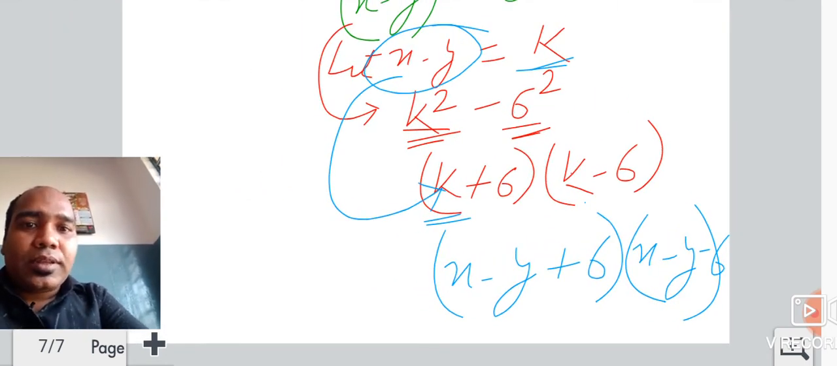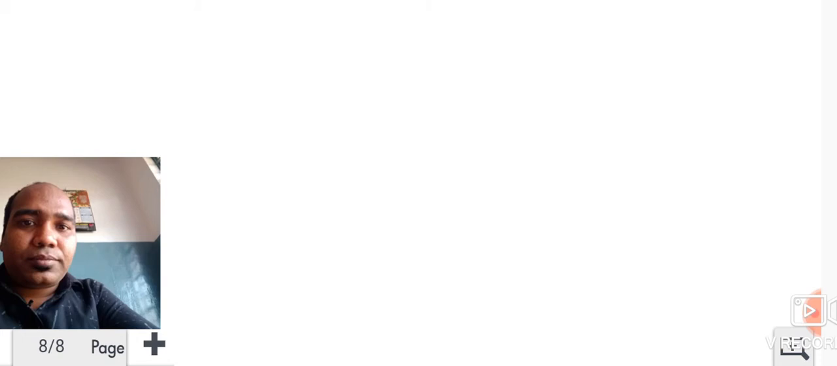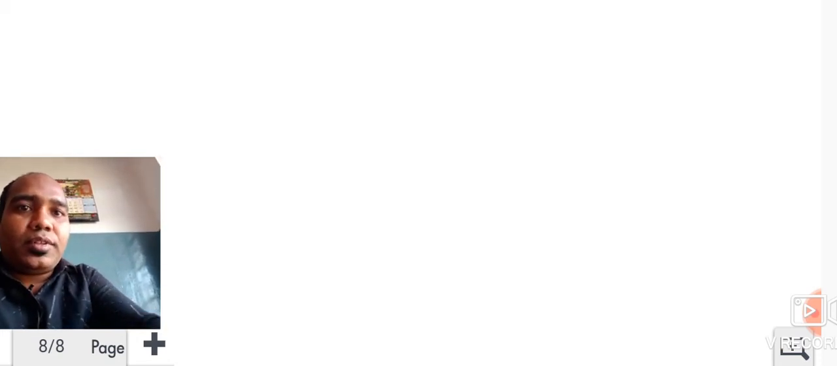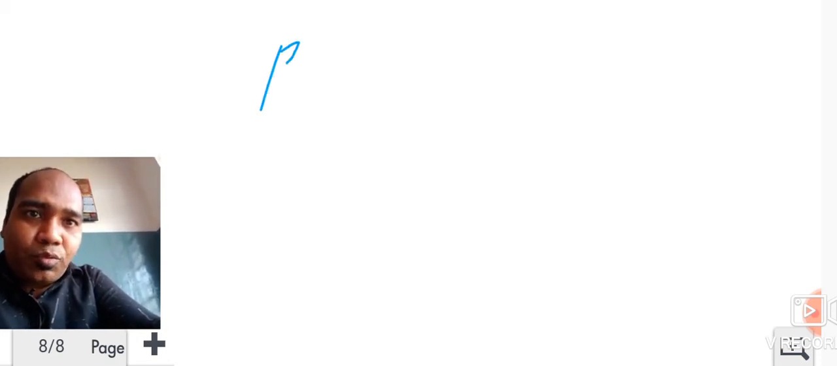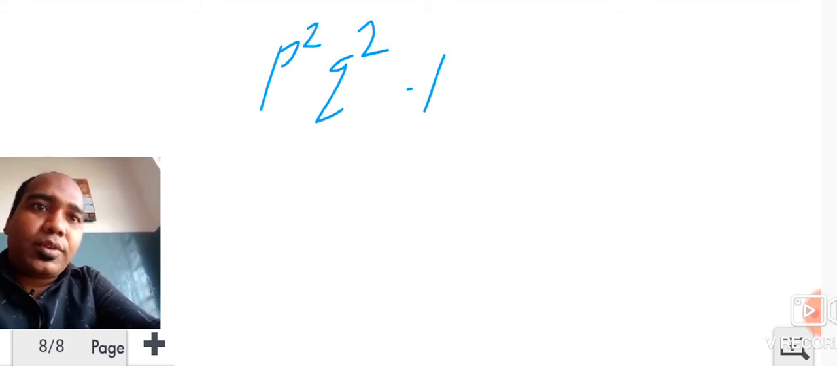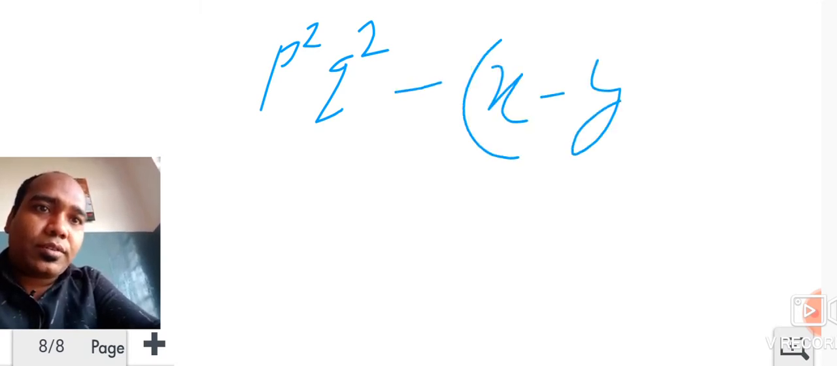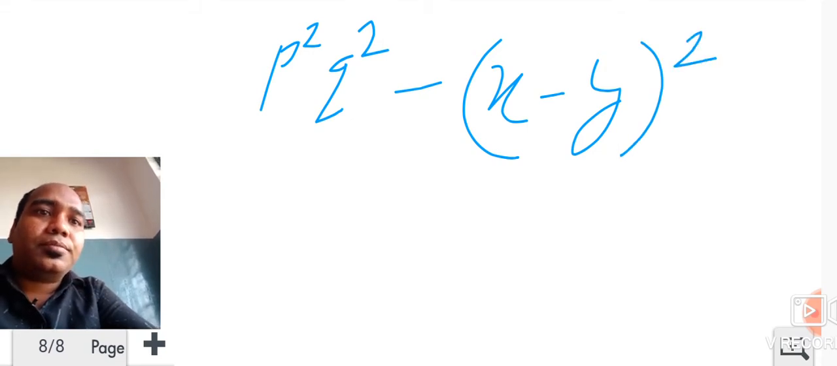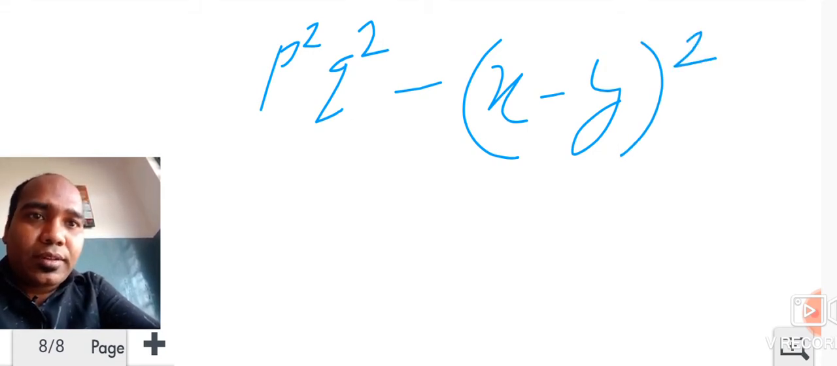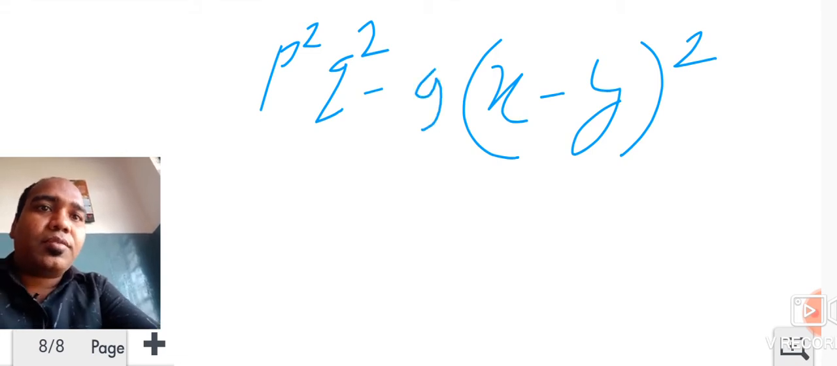Got it? Now another question I am giving you. Suppose I give you p square minus q square, not plus, minus 9 x minus y whole square.